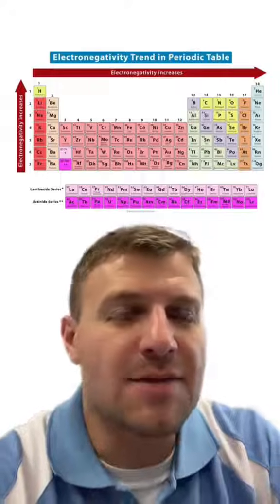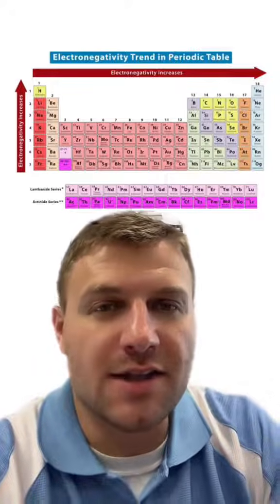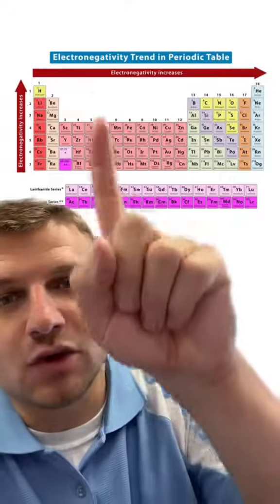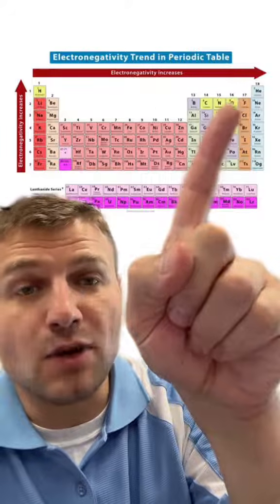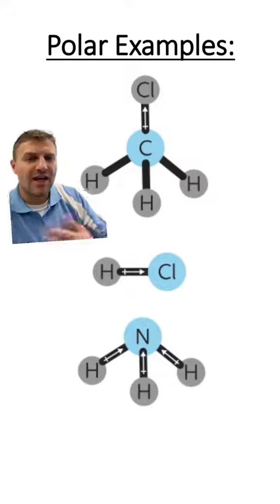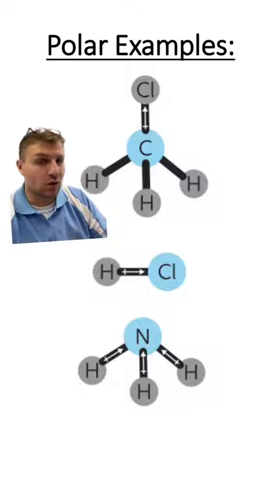Atoms of elements are going to increase in their electronegativity as we get closer to the top and further to the right. So fluorine here is the most electronegative atom. Here are a couple different examples of polar molecules.